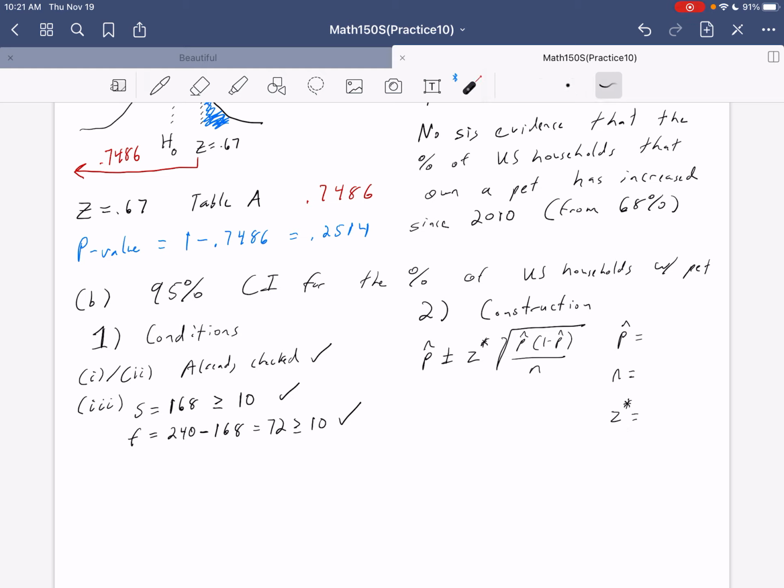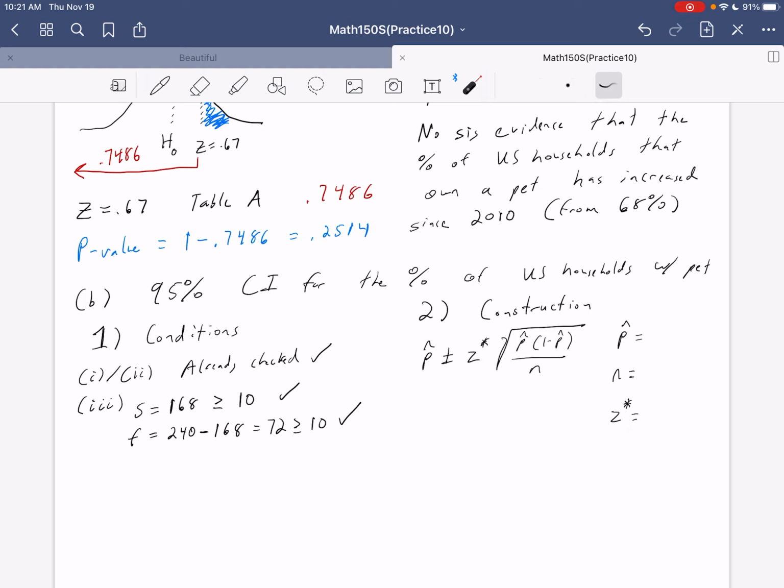We're 95% confident that, well, remember what we're estimating. We're estimating the percentage of U.S. households with a pet. We can convert these into percentages. So we can say we're 95% confident that between 64.2% and 75.8% of U.S. households own a pet. So in other words, we're saying that the true percentage of the entire population that own a pet is somewhere between 64.2% and 75.8%.